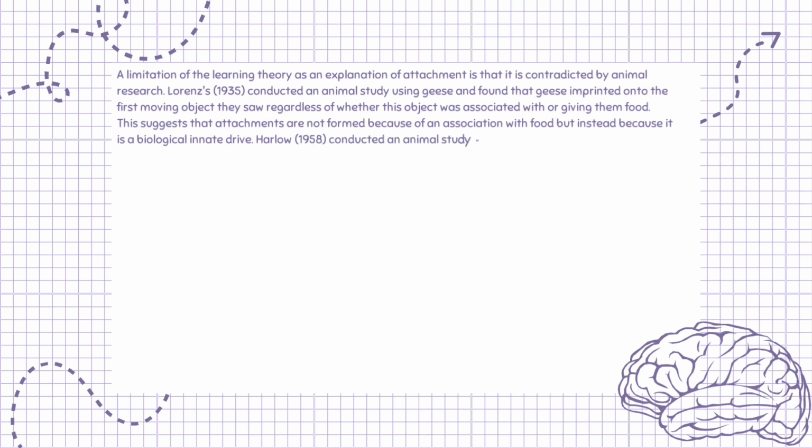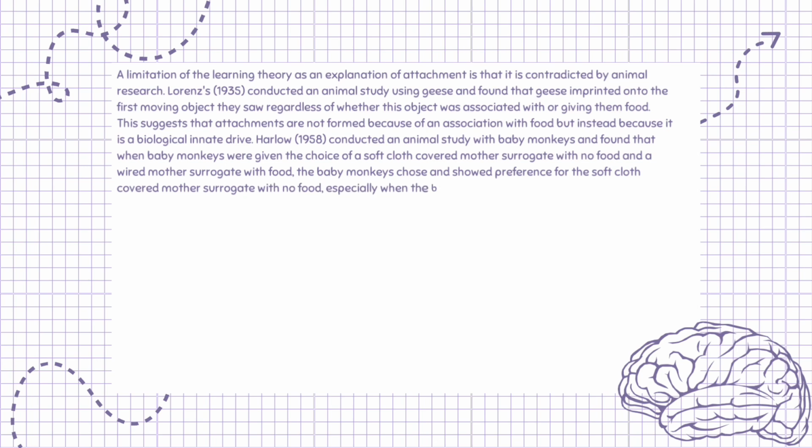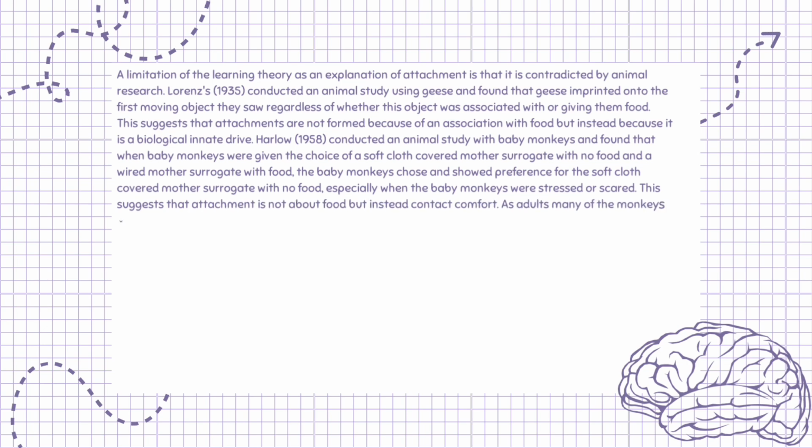This suggests that attachments are not formed because of an association with food but instead because it is a biological innate drive. Harlow, 1958, conducted an animal study with baby monkeys and found that when baby monkeys were given the choice of a soft cloth-covered mother surrogate with no food and a wired mother surrogate with food, the baby monkeys chose and showed preference for the soft cloth-covered mother surrogate with no food, especially when the baby monkeys were stressed or scared. This suggests that attachment is not about food but instead contact comfort.